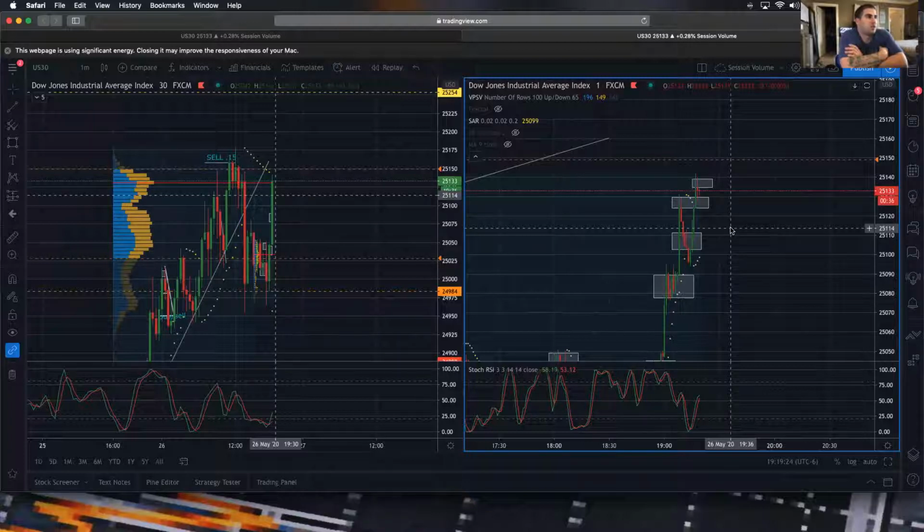The charts are so much cleaner now. I have my support and resistance lines based off of session volume structure, and then I have my boxes and Stoch RSI, and that's about it.